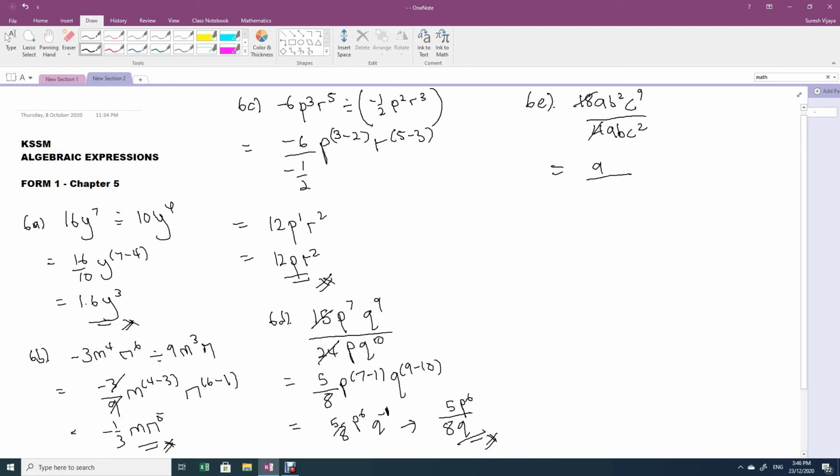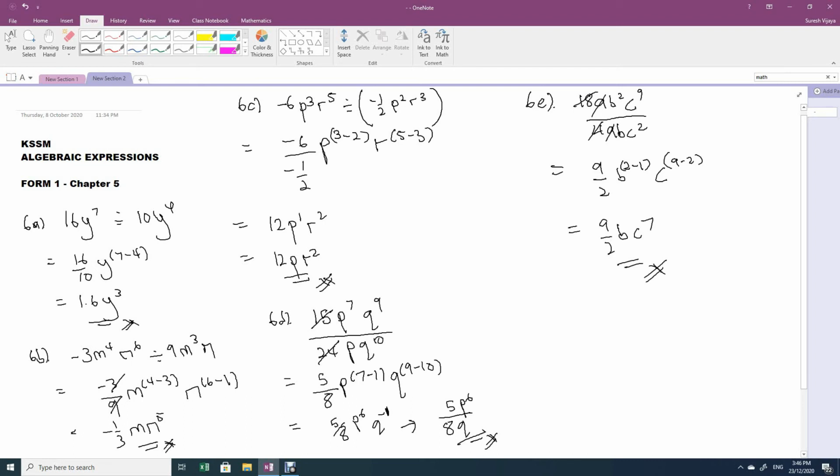A is similar, so we can cut it off. Then we have b, 2 minus 1, and we have c, 9 minus 2. So we have 9 over 2, b, and c to the power of 7. So this is the answer for 6E.